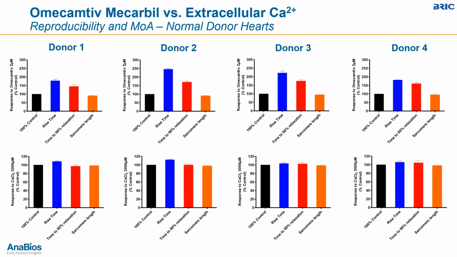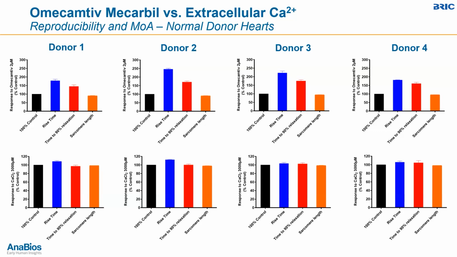And here we are comparing the omecamtiv effect versus application of extracellular calcium on different parameters like rise time, time to 90% relaxation, and also looking at the sarcomere length. And you can see the difference between omecamtiv and extracellular calcium. You can see extracellular calcium does not cause any change in these different parameters, where omecamtiv was able to cause changes in these parameters. So this is how we can differentiate and get some mechanistic information from the data that we do generate.